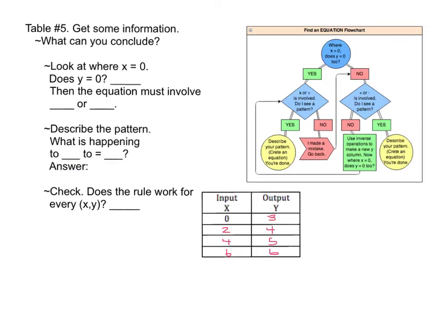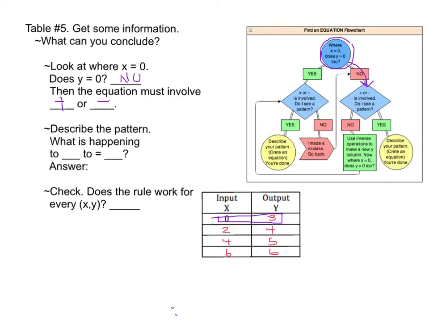Okay, here's the fifth table. You can try this on your own, or you can just follow along with the video. If you choose to try it on your own, go ahead and hit pause, and when you hit play again, the answers will appear. So we will start at the top of our chart here, and we're going to say, okay, where x equals 0, does y equal 0? If I look at that row on my table, I can say nope. So I follow over here, and that means addition or subtraction have to be involved.